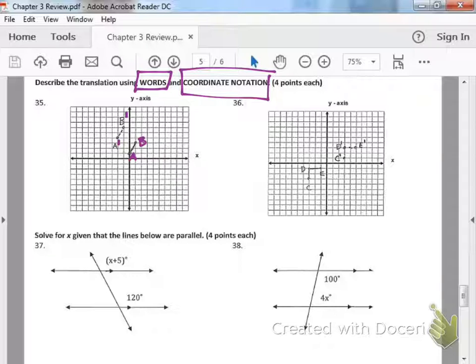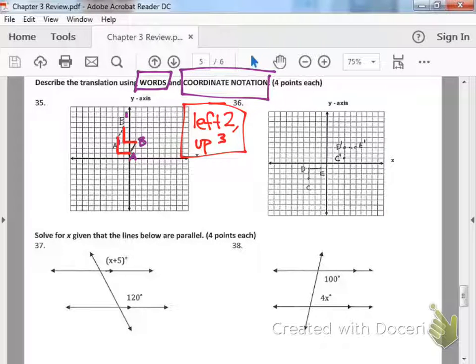So, if you want to go from A to A prime, how do you have to move? Left. Left 2, up. 1, 2, 3. So left 2 and then up 3. Now we can use the B's to verify that. If I go left 2 and up 3, I do end up at B prime. So I am confident with this answer. This is describing it in words.